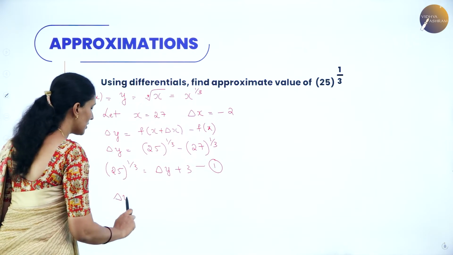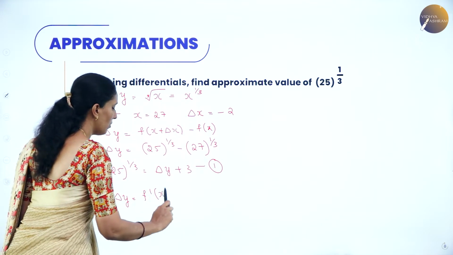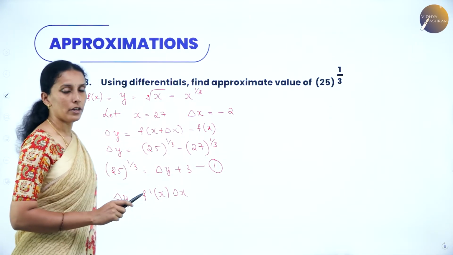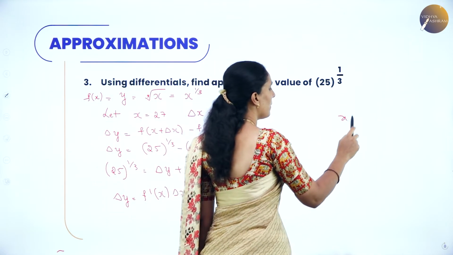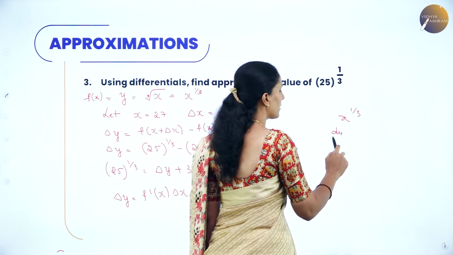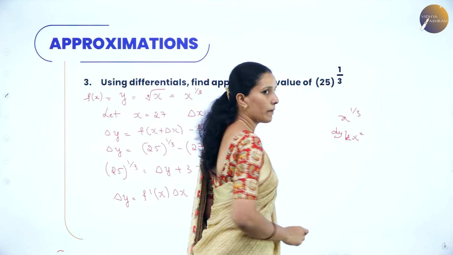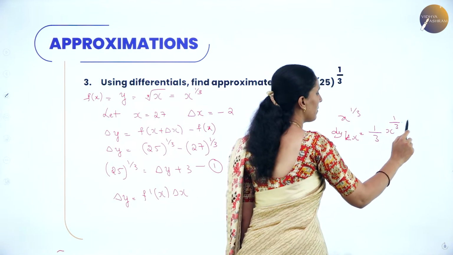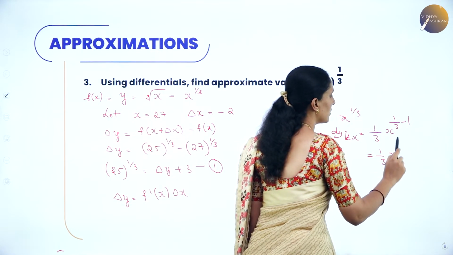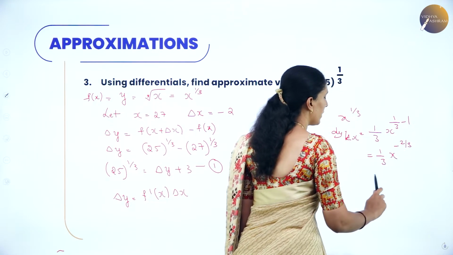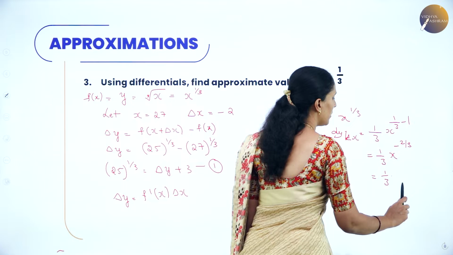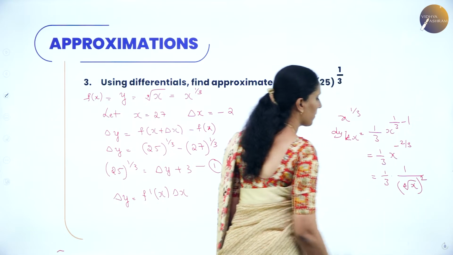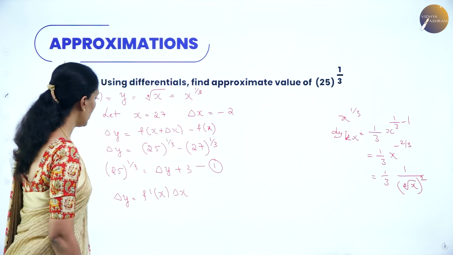So delta y is equal to f dash of x into delta x. Now f of x is x to the power 1 by 3. So what is the derivative of x to the power 1 by 3? dy by dx will be n into x to the power n minus 1, that is nothing but 1 by 3 x to the power 1 by 3 minus 1, which is 1 by 3 x to the power minus 2 by 3, or we can write 1 by 3 into 1 divided by cube root of x whole square. So like this we can write it.